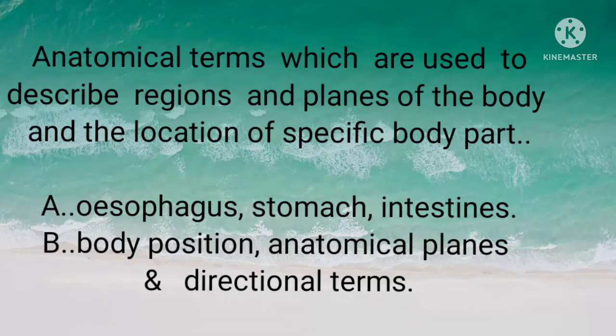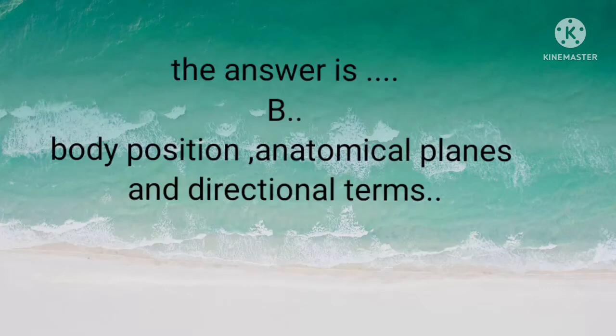Anatomical terms which are used to describe regions and planes of the body and the location of a specific body part. A. Esophagus, stomach, intestine. B. Body position, anatomical plane, and directional term. The answer is B. Body position, anatomical plane, and directional term.